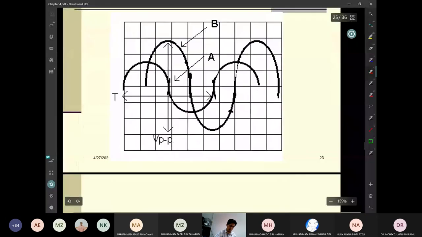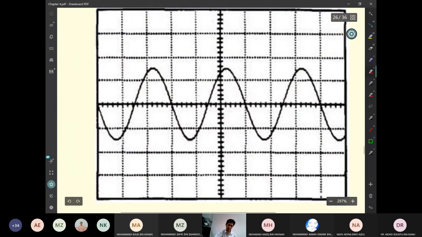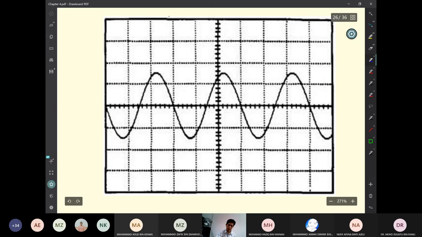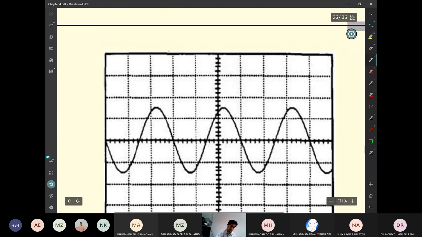Apa makna dia ni? So if you can see this box, this one is one division. Division kita ada dua lah, horizontal and vertical. This one is one division. Satu kotak ni satu division.